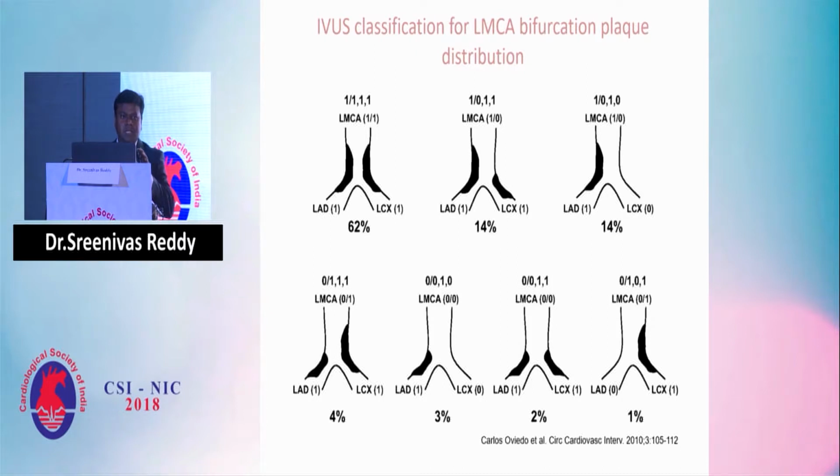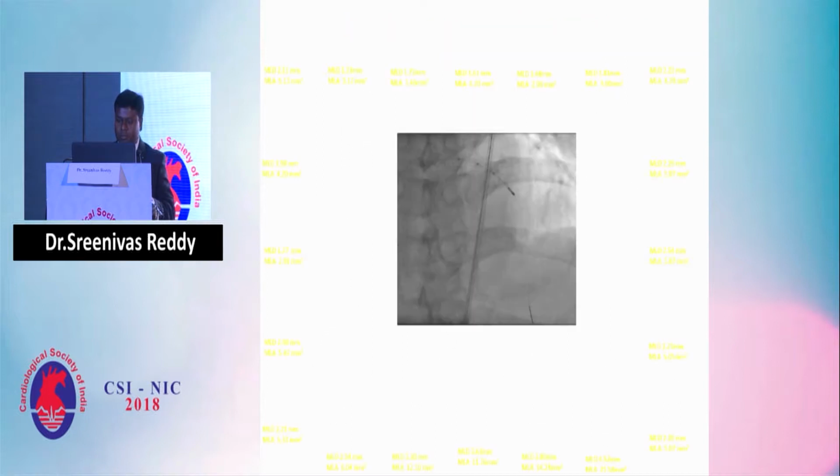IVUS classification of left main bifurcation plaque may differ from what angiography shows. Look at this study: when a plaque is involving the distal left main, there is a 90% chance that the disease extends into the LCX and the LAD. So we should remember that angiographically it might look normal, but if you do imaging, it gives an altogether different picture.